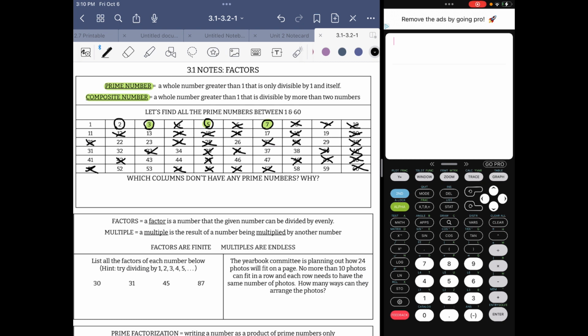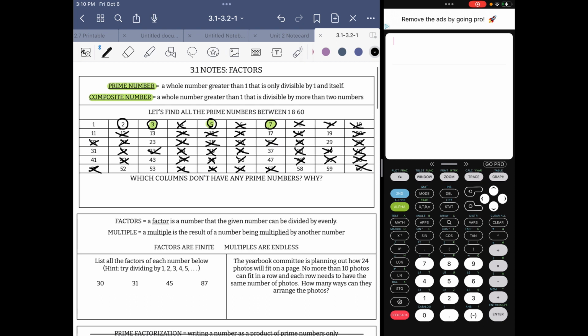Okay, if I do that on the third row, 22, 26 get crossed out. On the fourth row, 32, 34, and 38 get crossed out. In the 40s, 44, 46, and in the 50s, 52, 58.